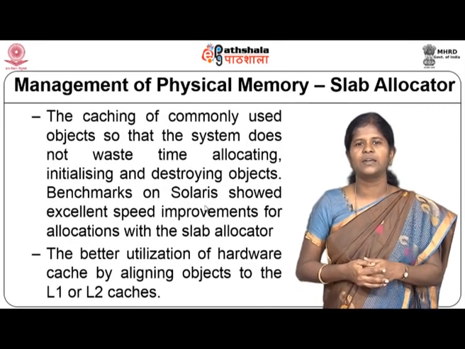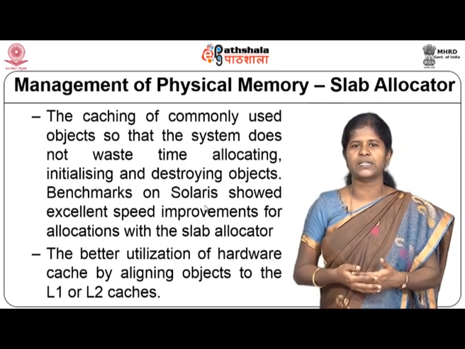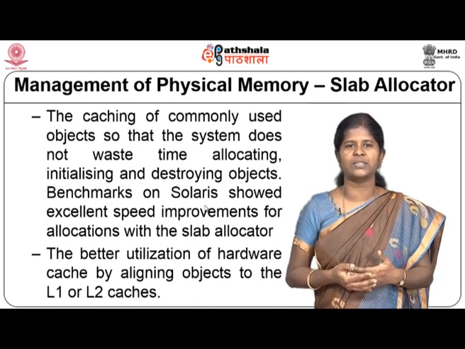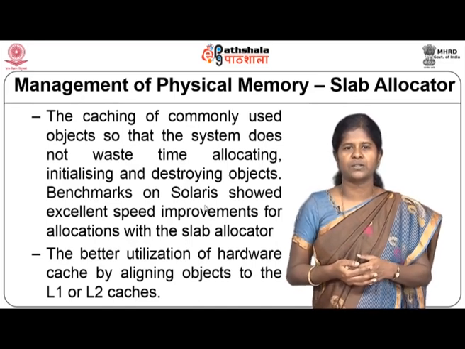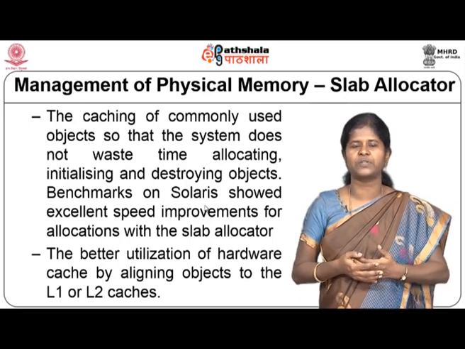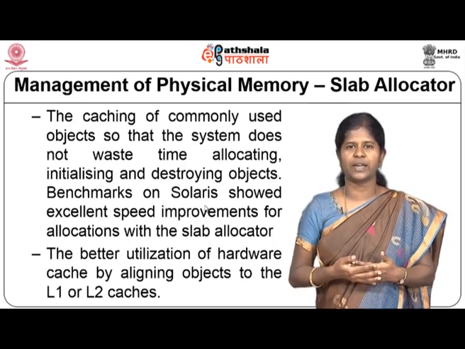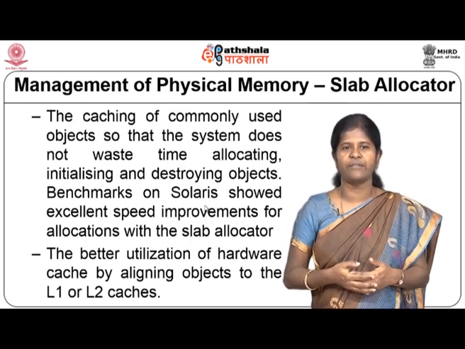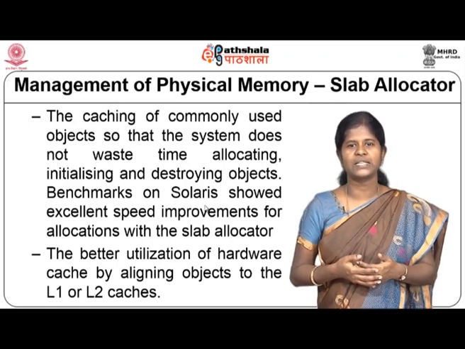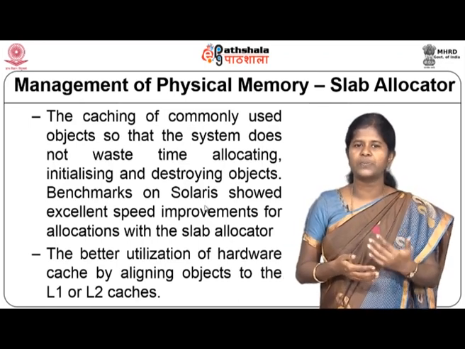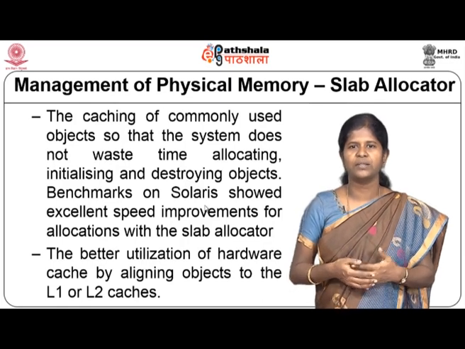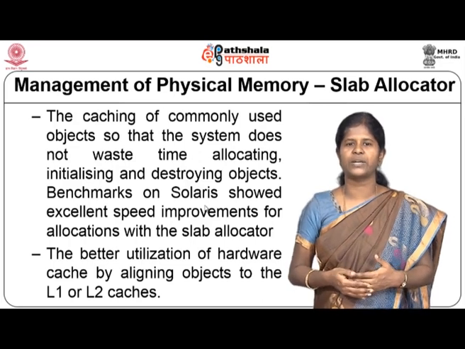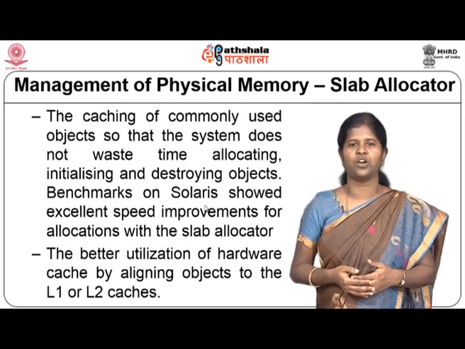The second is that caching of commonly used objects is done. So, the system does not waste time allocating, initializing and destroying objects. If you have allocated some space for an object, and it is present in the cache, those can be used as such. You do not have to allocate afresh each and every time. Benchmarks in Solaris systems showed a lot of speed improvements for allocation when the slab allocator was used. The third advantage is better utilization of hardware cache by aligning objects to the L1 or the L2 caches.